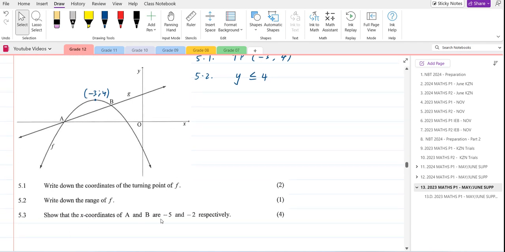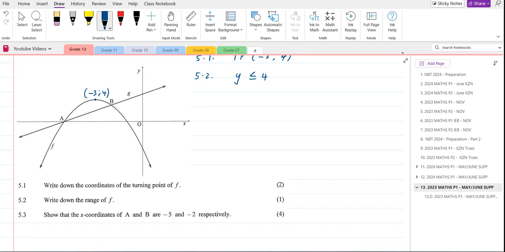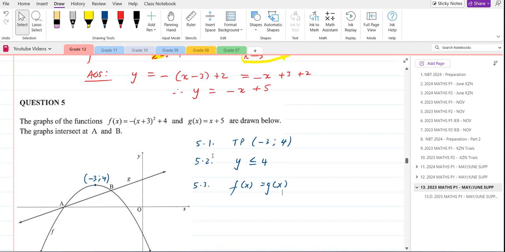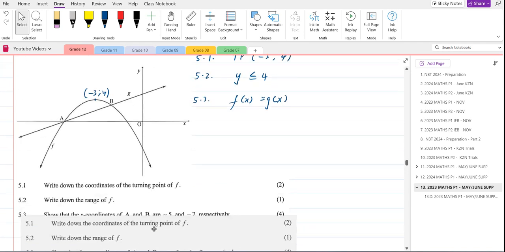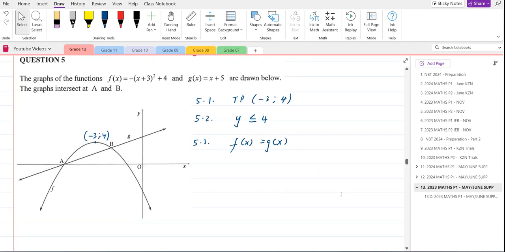Show that the x coordinates of A and B are minus 5 and minus 2 respectively. To solve 5.3, what we need to do is we can see A and B, the points of intersection. So we're just going to say f of x is equal to g of x, because that's the points of intersection. Now, in order to solve this, let's solve minus x plus 3 all squared plus 4 is equal to x plus 5. Now open this up.